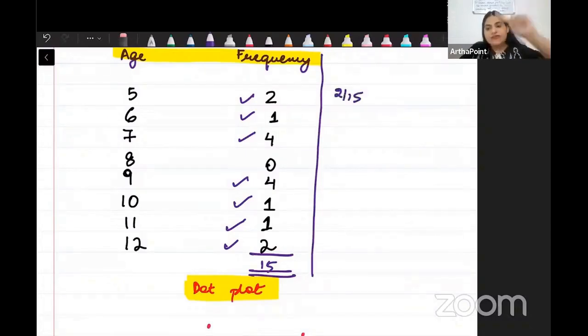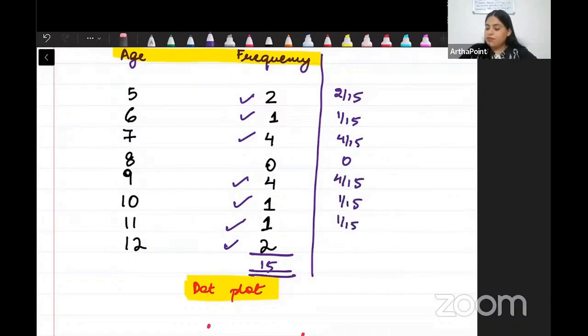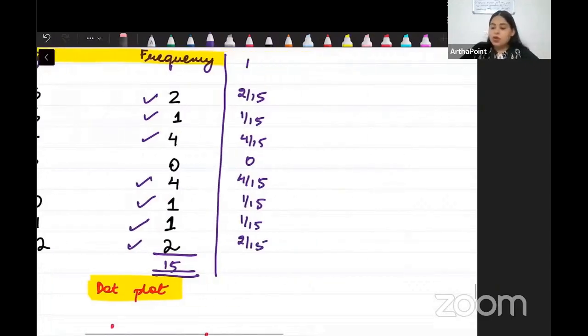So relative frequency is frequency divided by total. 1 divided by 15, 4 divided by 15, 0, 4 divided by 15, 1 by 15, 1 by 15, 2 by 15. If you see here, the sum of relative frequency should always be 1.